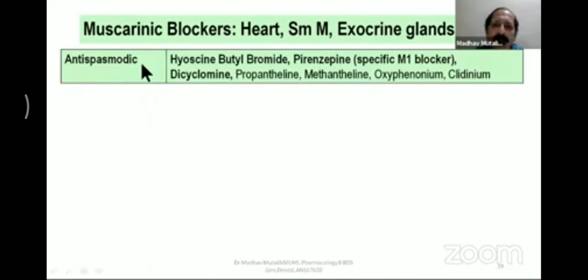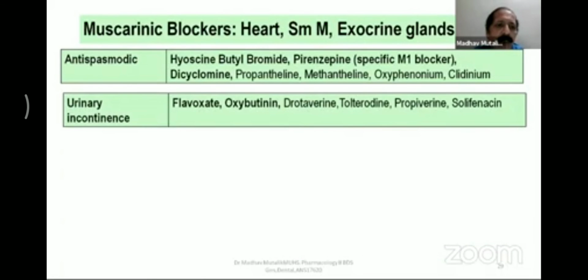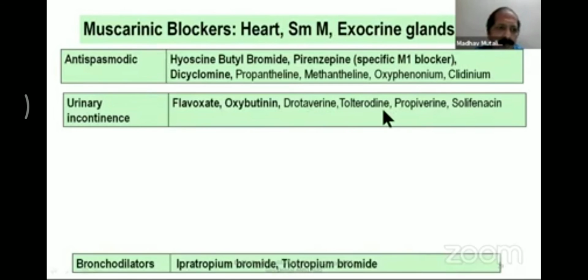Antispasmodics, which are used for colicky pains, which can be used for peptic ulcer, are pirenzepine, which is a specific M1 blocker, and hyoscine butyl bromide and dicyclomine, most commonly used for acute abdominal pain. Then you have drugs used for urinary incontinence. Most commonly used are flavoxate and oxybutynin, and there are newer drugs which you can find in the book also.